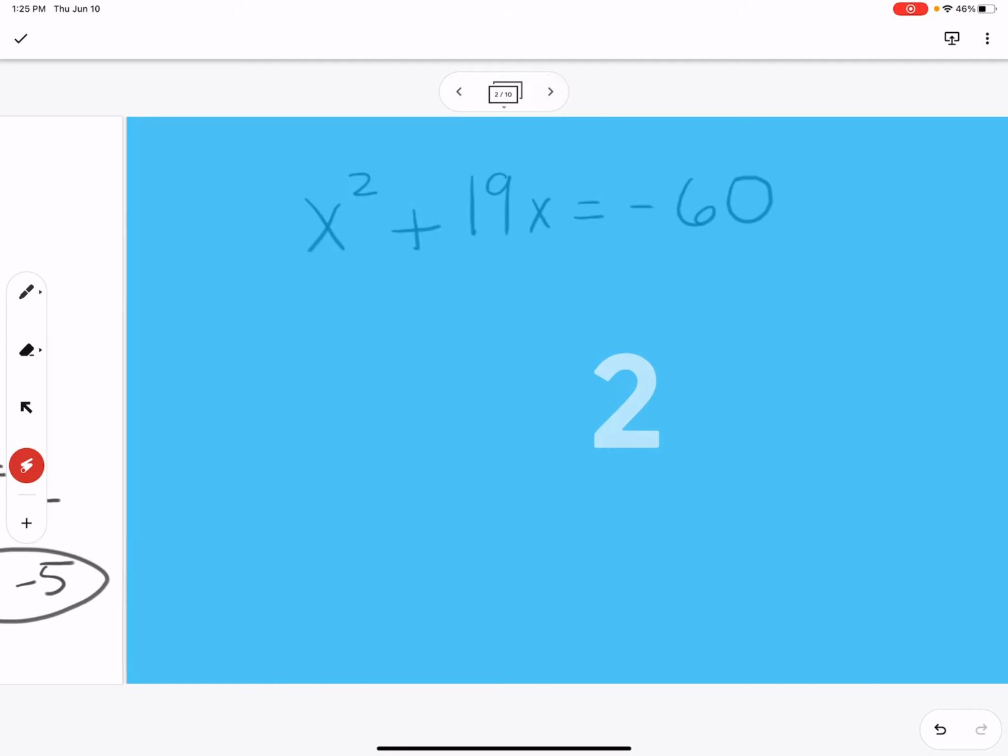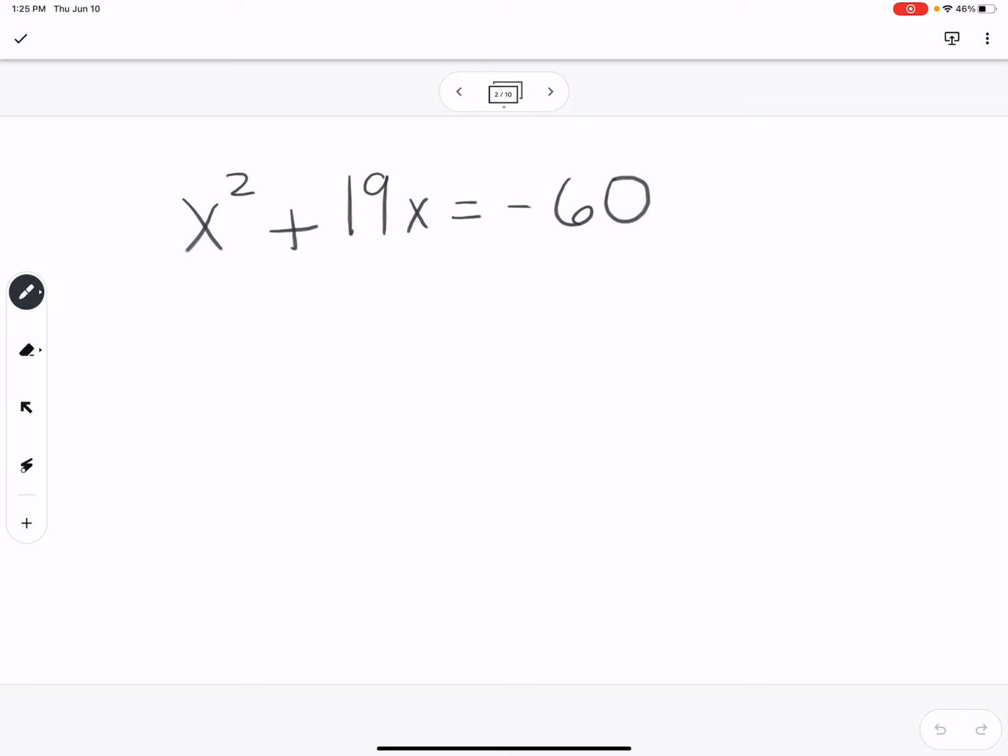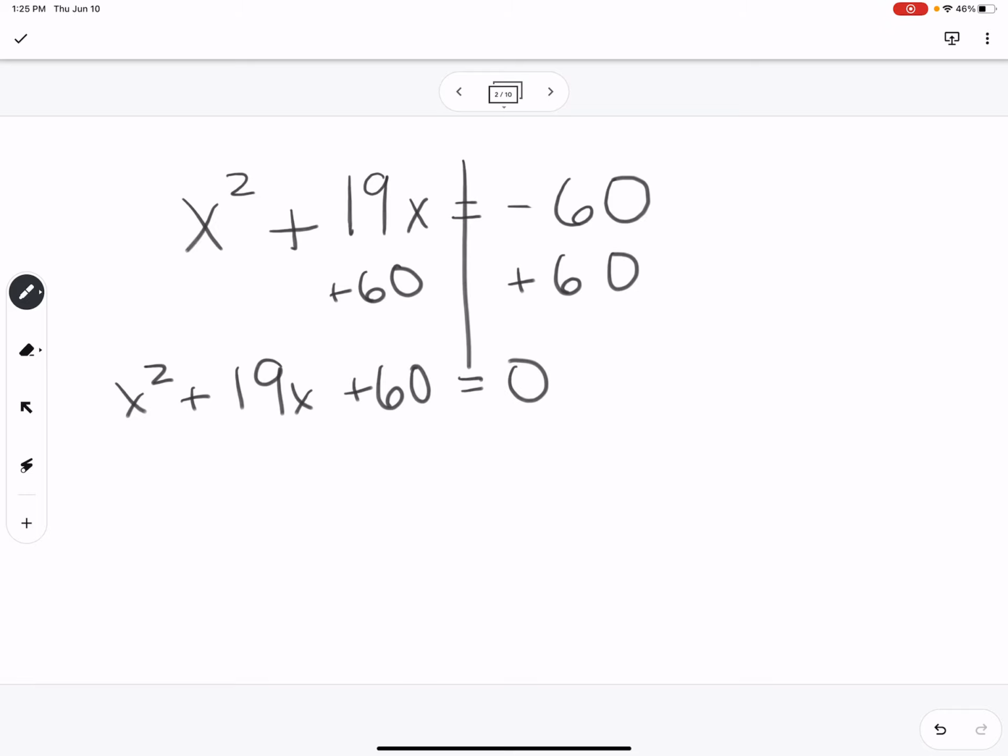All right, problem number 2, here we go, increasing in difficulty. So now again, I'm going to move that 60 to the other side. I want to make sure all my terms are on one side together. And now again, I'm going to identify my A, B, and C. So A equals 1. These are just the coefficients of my terms. B equals 19 and C equals 60. So again, I'm finding numbers that multiply to C and add to B.